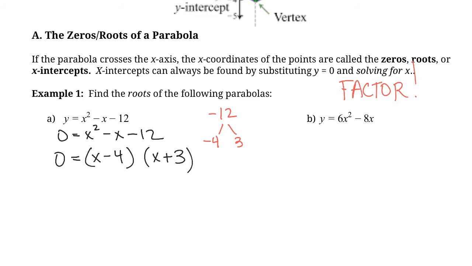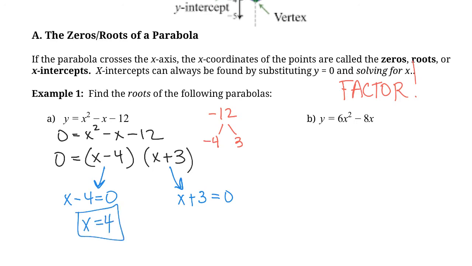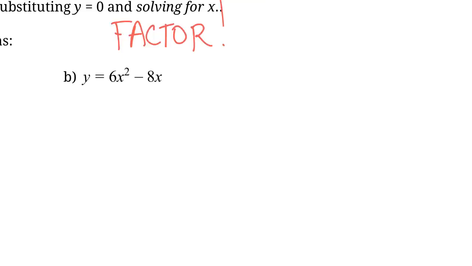We now need to go ahead and solve for x. So that means we're going to take each factor, separate them, and set them equal to 0. This is going to allow us to solve for x, and remember x represents your x-intercepts. So we have one x-intercept at positive 4 and one x-intercept at negative 3. All right, let's try the next one.